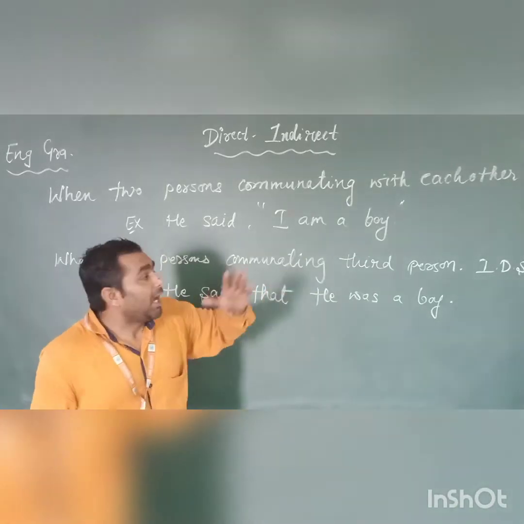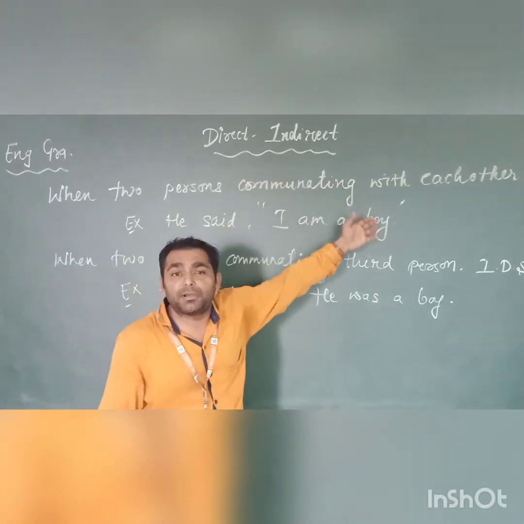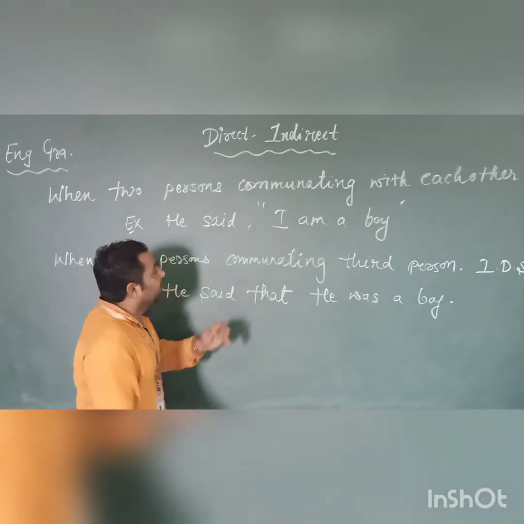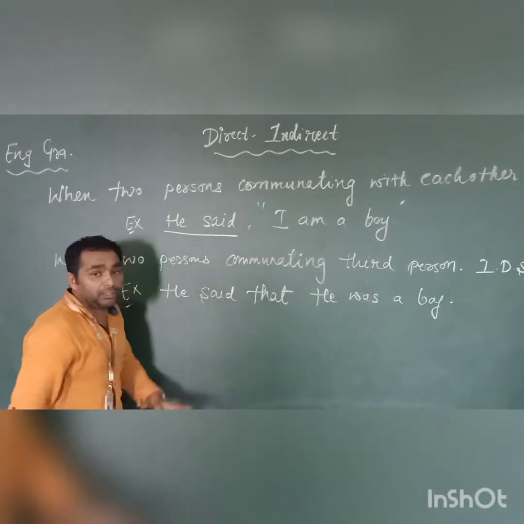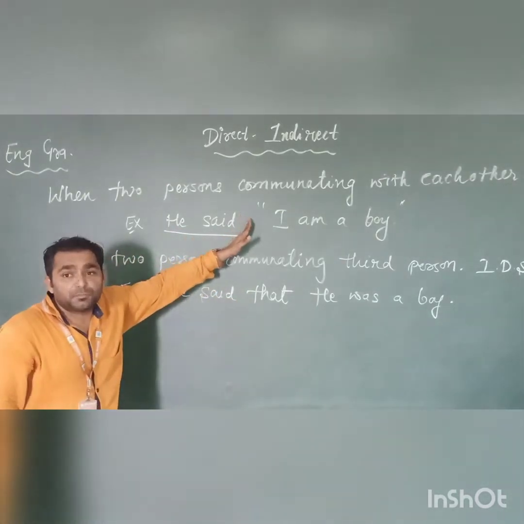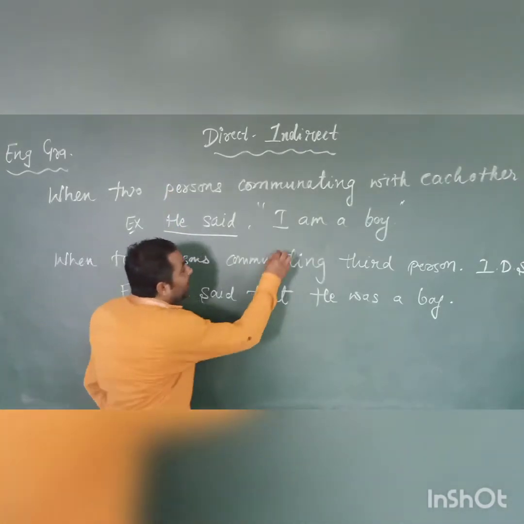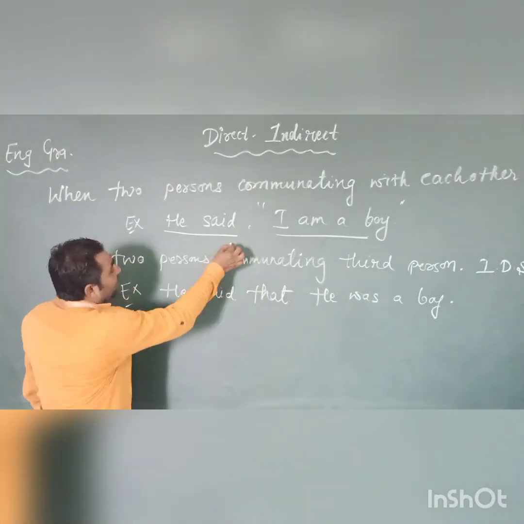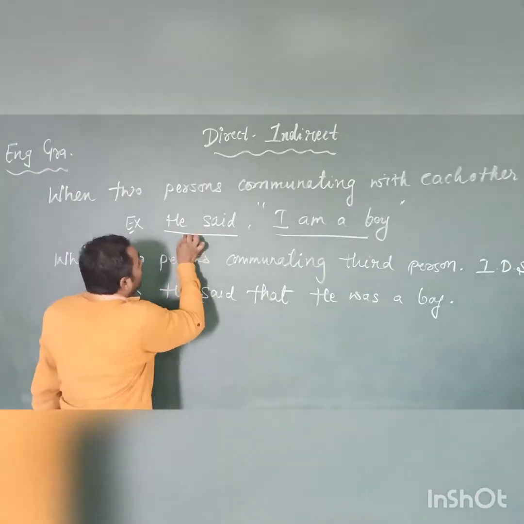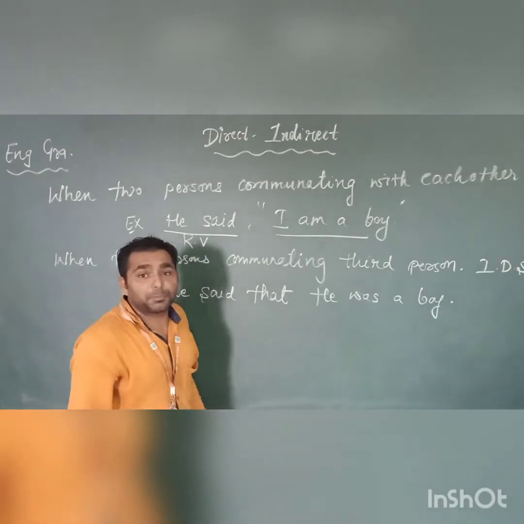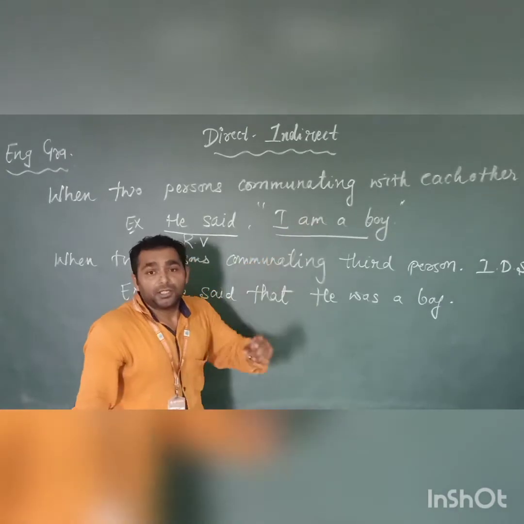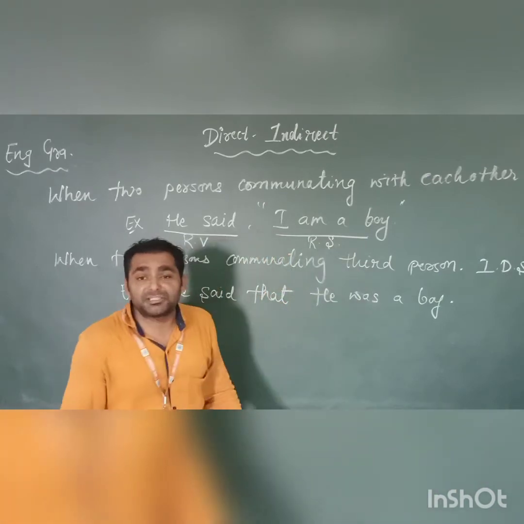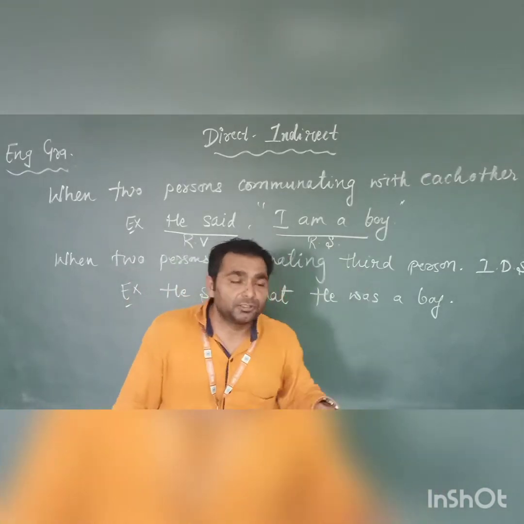Now I'll explain how we are going to change the sentence from direct to indirect speech. First of all, you can see over here that in a direct speech sentence we have two parts. The first part is before the comma and inverted comma, and the second part is after the inverted comma. The first part is called RV, reporting verb. And the second part, which we call the sentence, is also called RS, reported speech or reporting speech.